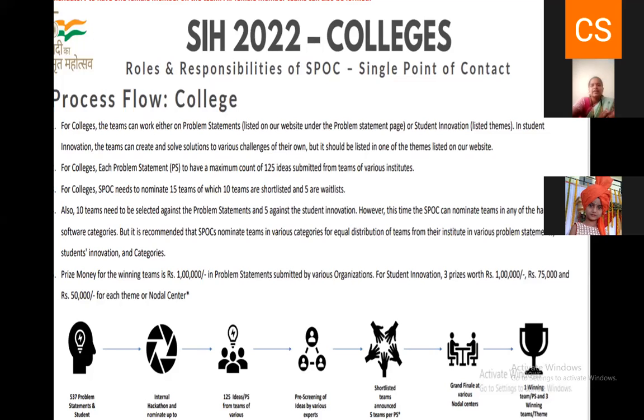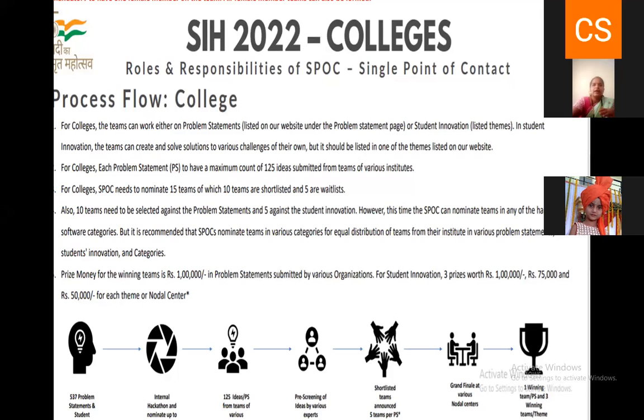Basically there are 2 categories. Already the problem statements are displayed on the website. You can go through that website, choose a problem statement, and think about how to give a solution for it. This is the first part. The second is student innovation. Apart from these problem statements, if you have your own innovative idea, that idea is also accepted.